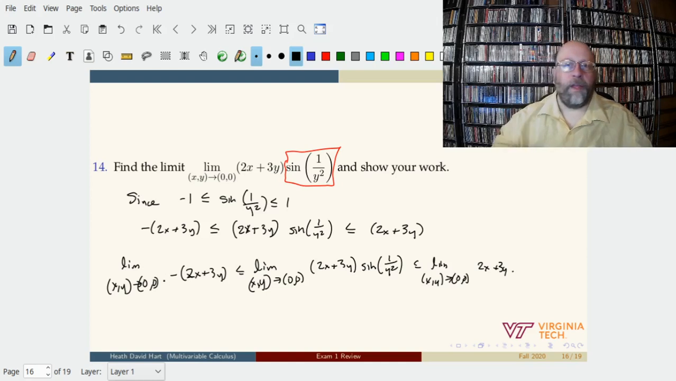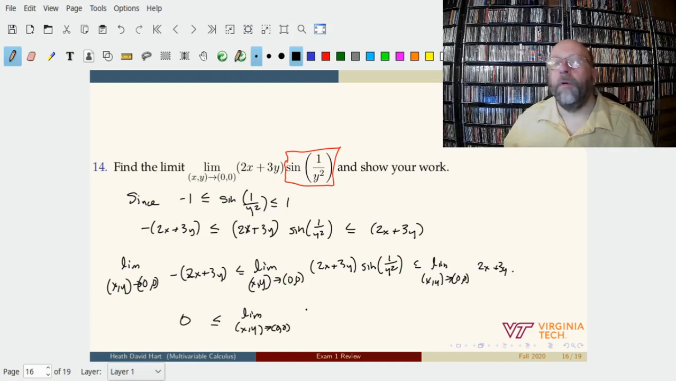Well, this is a limit we can solve just by plugging in. When I plug in 0, 0, we get 2 times 0 plus 3 times 0 made negative, but that's still 0, is less or equal to this limit as xy approaches 0, 0 of 2x plus 3y times the sine of 1 over y squared. And then that's equal to, well, this is another limit we can solve by plugging in. 2 times 0 plus 3 times 0 is 0.